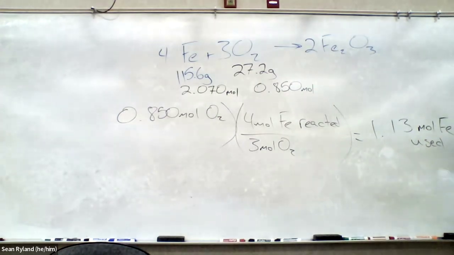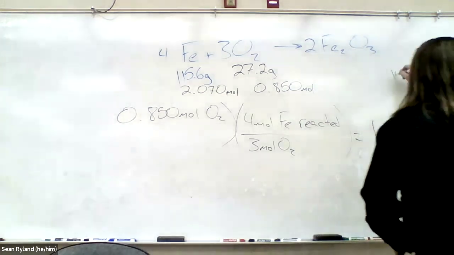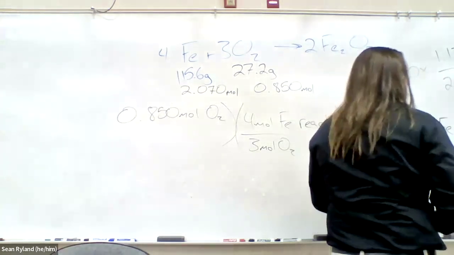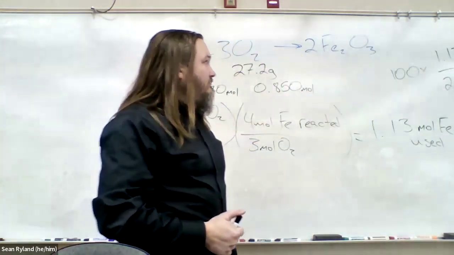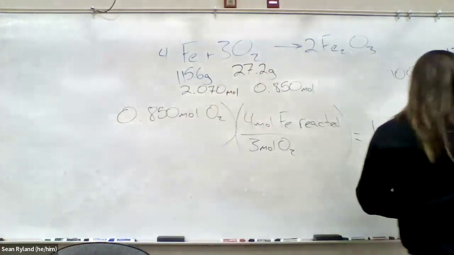Part over total. So 1.13 moles of iron reacted. 2.070 is what we started with. Times 100. So we'll get something close to 2/3. 54.